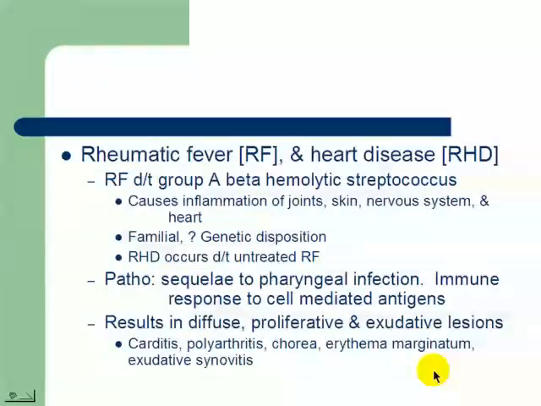Cardiovascular alterations, part 4. Rheumatic fever and rheumatic heart disease are due to, more than likely, a group A beta hemolytic streptococcus. This will cause an inflammation of your joints, the skin, the nervous system, and the heart. It could also be familial. You may have a genetic predisposition to it. But rheumatic heart disease occurs due to untreated rheumatic fever.